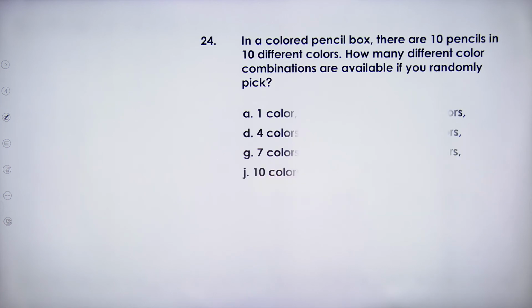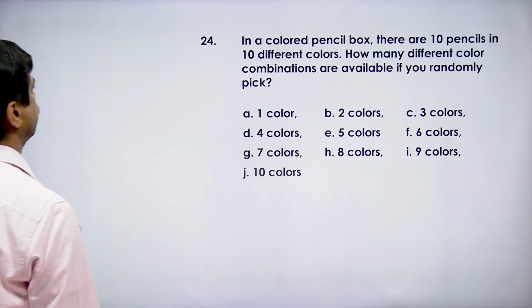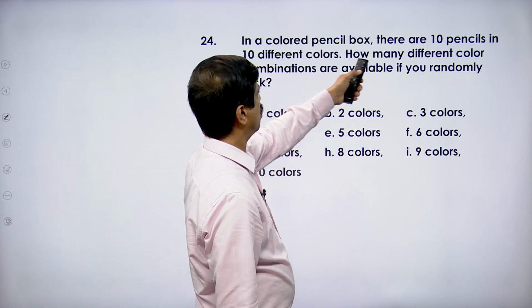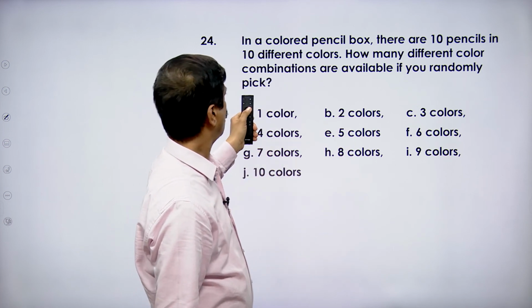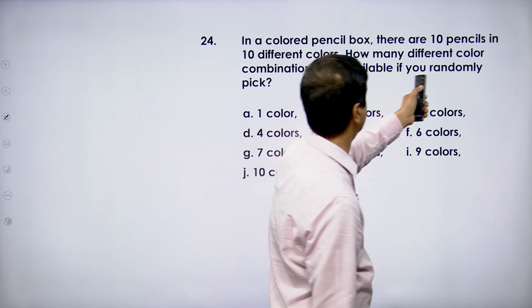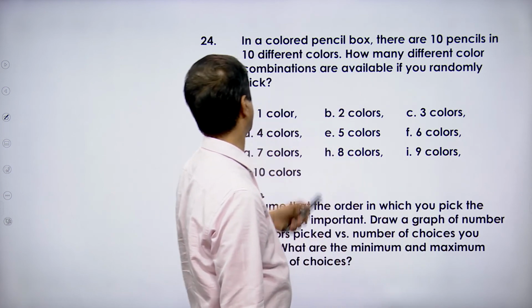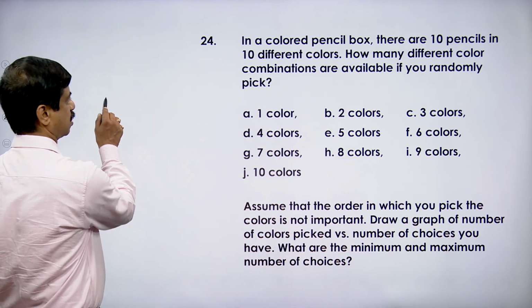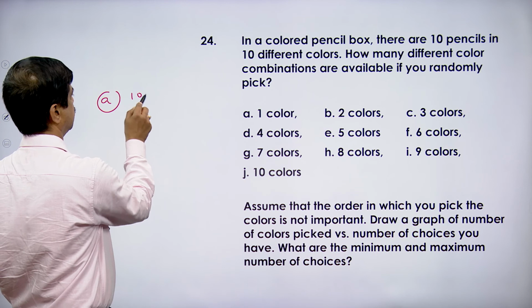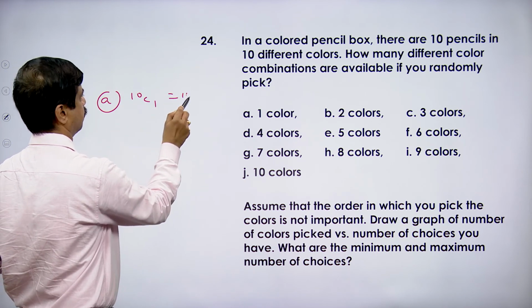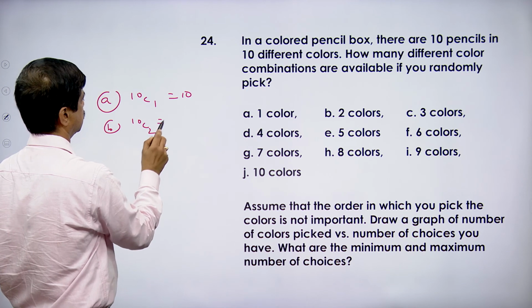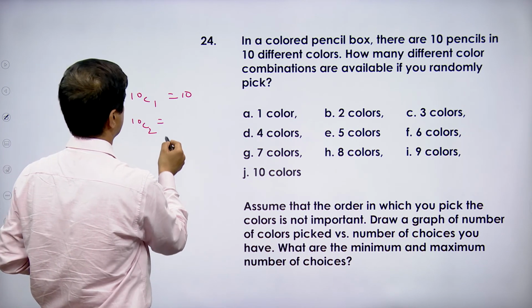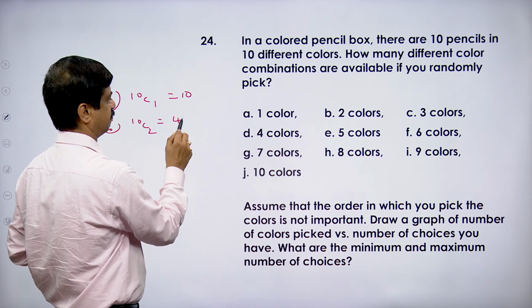Right children, let us go to the next question. In a colored pencil box, there are 10 pencils in 10 different colors. How many different color combinations are available if you randomly pick one color? So, one color means what? 10C1, that is 10. Two colors, 10C2, that is 10 into 9 by 2, so that is 45.